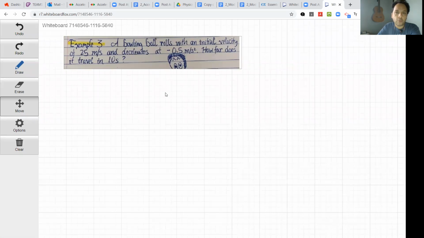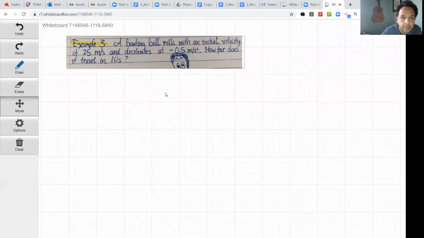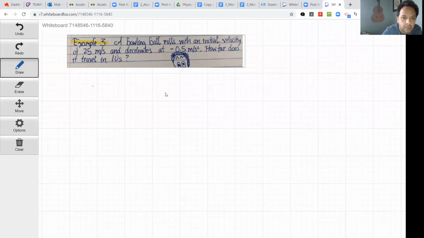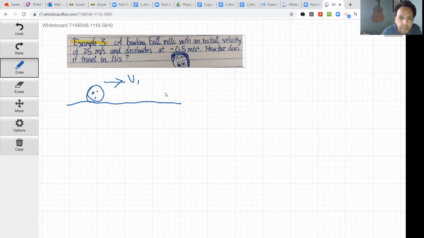All right, a bowling ball rolls with an initial velocity of 25 meters per second and decelerates. So this one, the ball is slowing down. How far does it travel in 10 seconds? So we have a ball, bowling ball, and it's rolling along. Initial velocity of 25 meters per second.